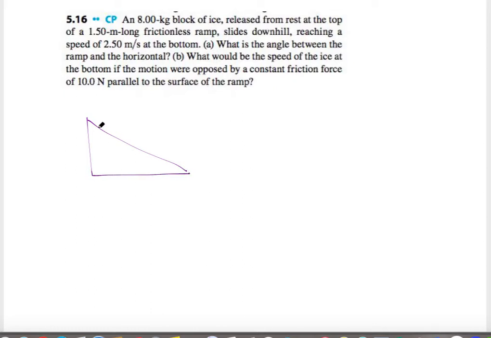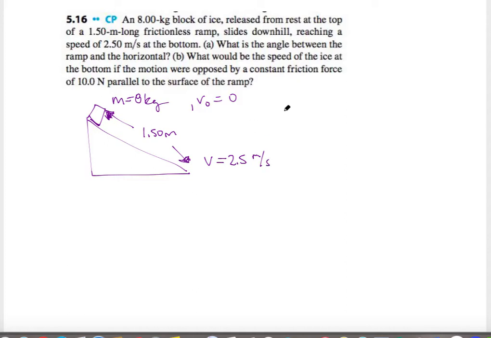So here is some kind of ramp. It is 1.5 meters in length. And at the top, we have a block of ice that has a mass of 8 kilograms. And V initial is 0, and V final is 2.5 meters per second at the bottom of the ramp.